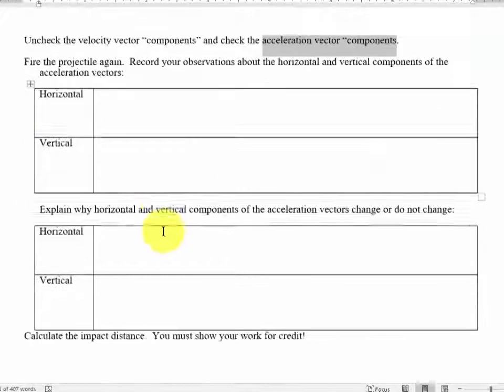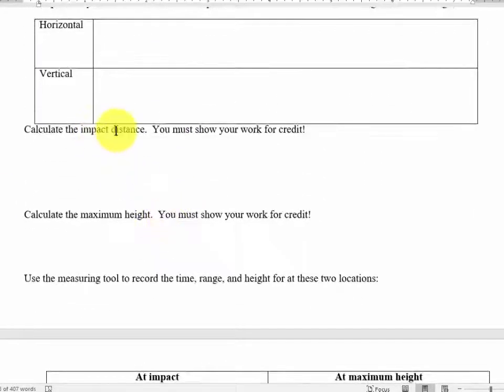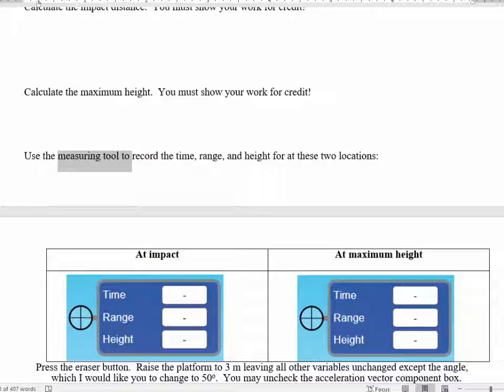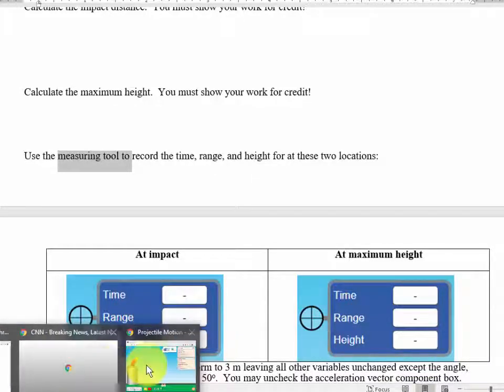Then all I'm going to have you do is calculate the impact distance and calculate the maximum height. Yes, I know that the simulation does tell you them. I want you to use the tool to record these things, but I do want you to show me your work for calculating them, because that's how you get good at things.